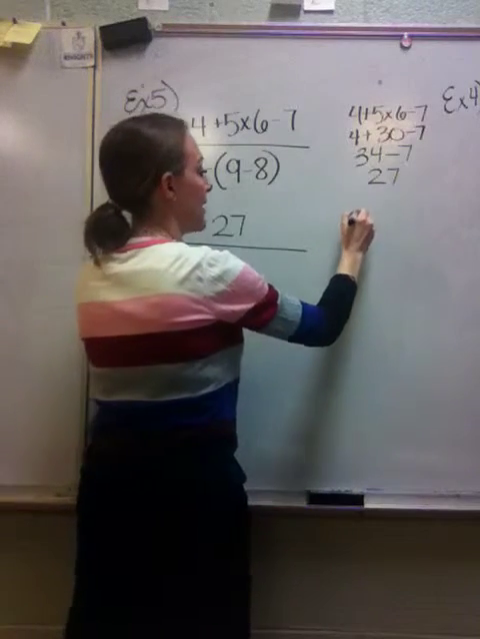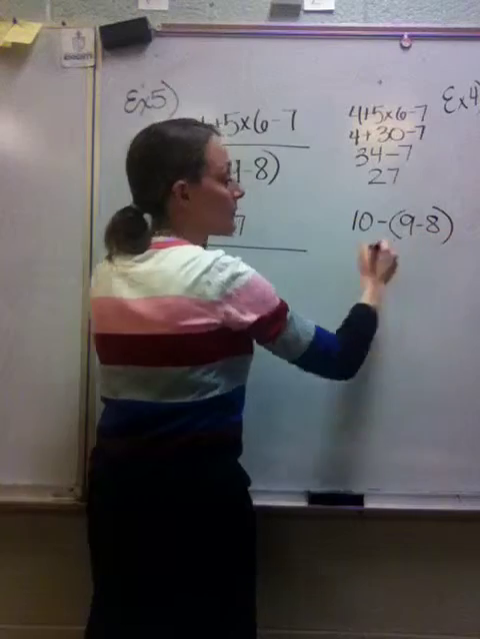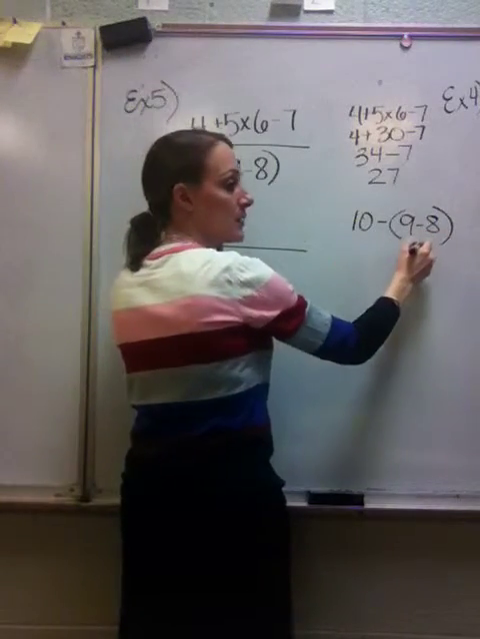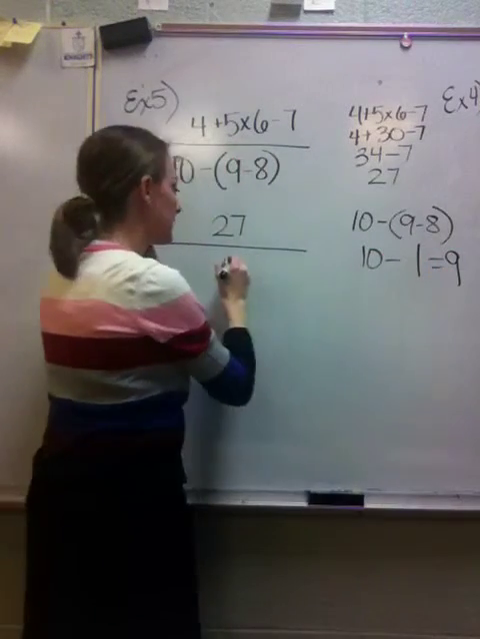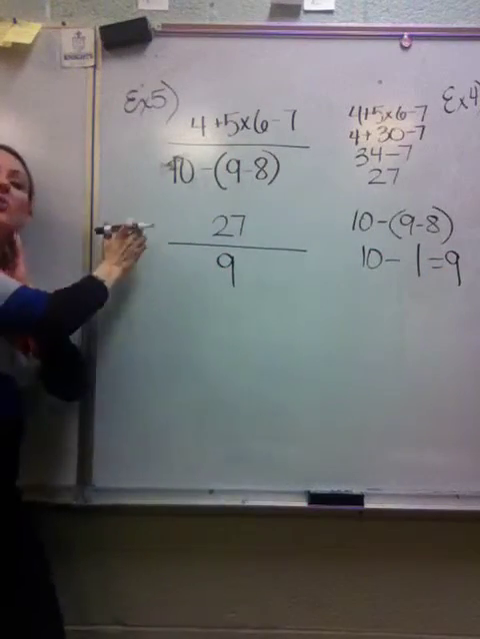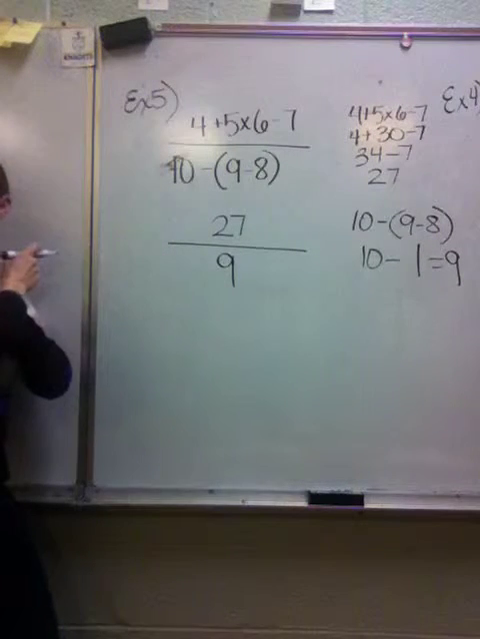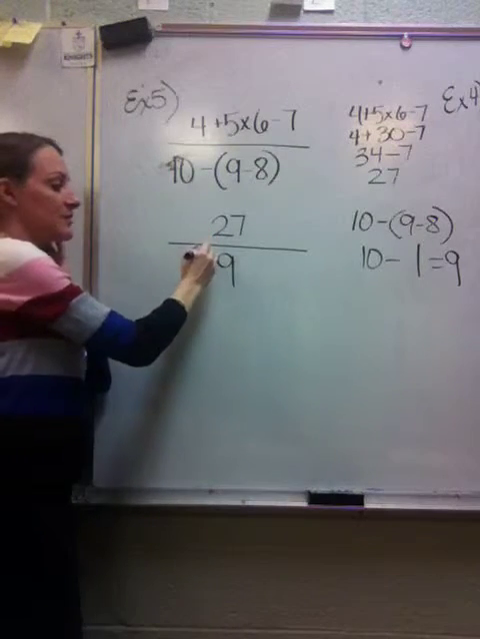On bottom, I have 10 minus, in parentheses, 9 minus 8. What do I do first, George? 9 minus 8. 9 minus 8 is what? 1. 10 minus 1 equals 9. I've simplified everything down to 27 over 9. What's next? Isabel? 27 divided by 9, which is what? 3. Good.